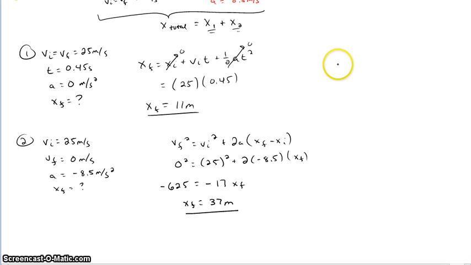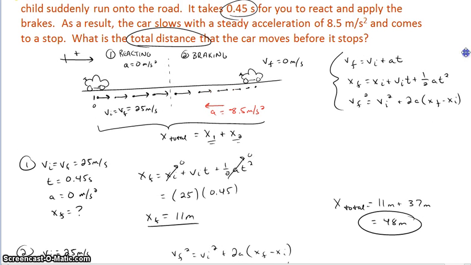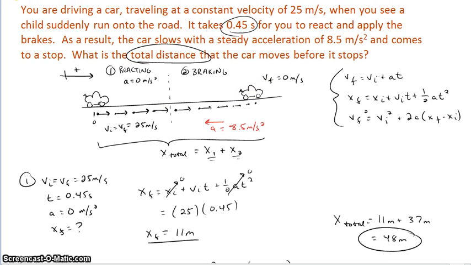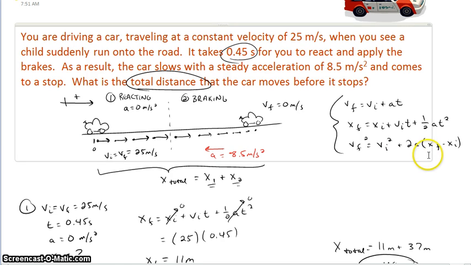So what I really need to think about is, what is my total displacement? That's what it was asking me. Well, 11 meters for the first part, 37 meters for the second part. So I end up with a total displacement of 48 meters for this whole thing. Hopefully the kid is farther than that, or he got flattened. That's a sad story. I'm going to just pretend that he's fine. He's fine. Don't worry about it.